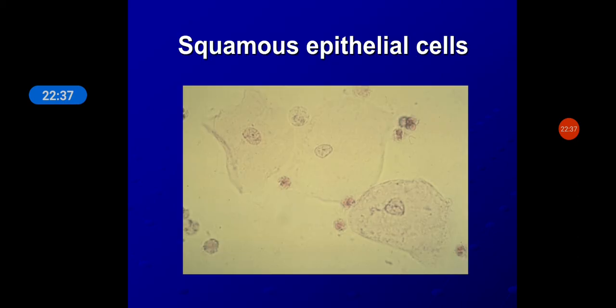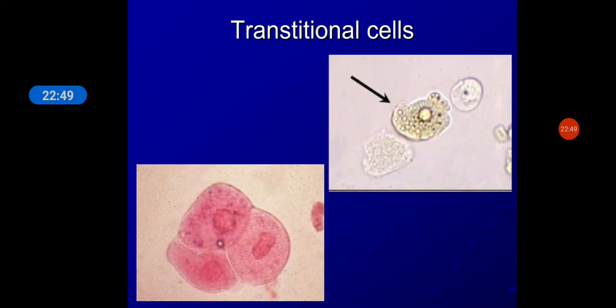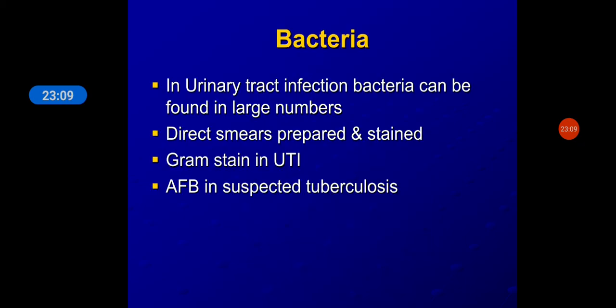Next we have squamous epithelial cells. They can be normally present in urine, most commonly seen in females. This is another squamous epithelium. Transitional cells can also be there, but this is very rare. If you find 1 or 2, it's fine, but beyond that it is very pathognomonic of urinary bladder malignancy. Again, these are urothelial cells or transitional epithelium.